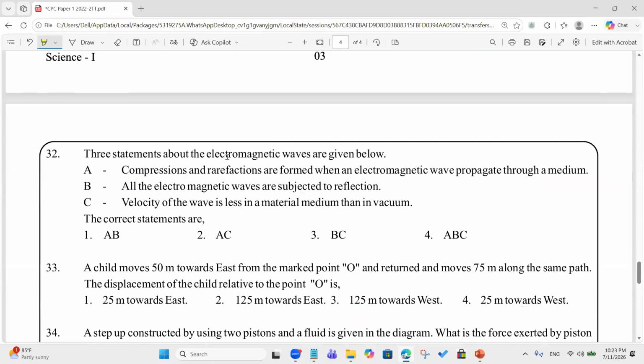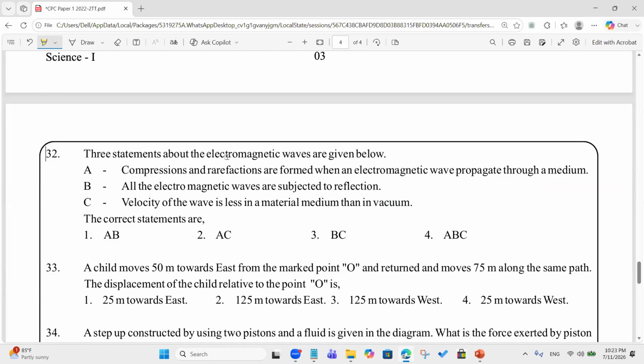Can anyone read question 32 for me? One of you please read question 32. I'm not pointing at anyone. Anyone can read. Otherwise, I will read. Okay, thank you, Lamai, for your support.